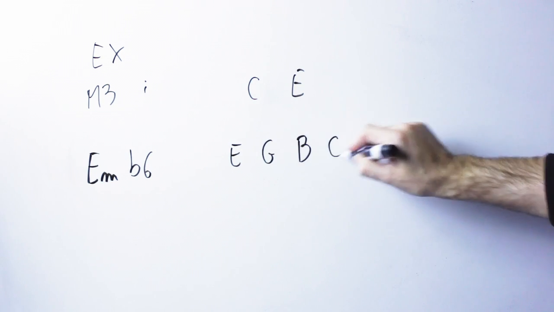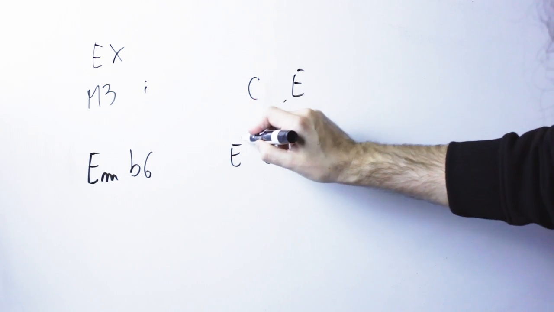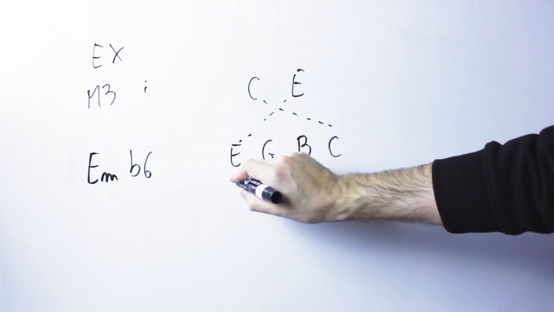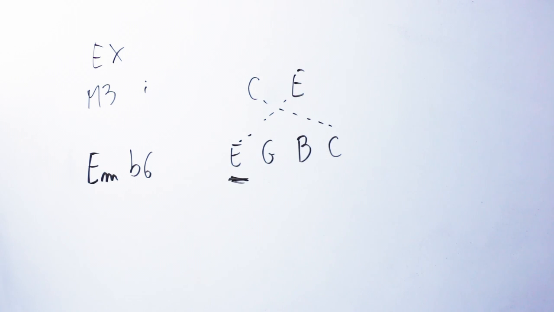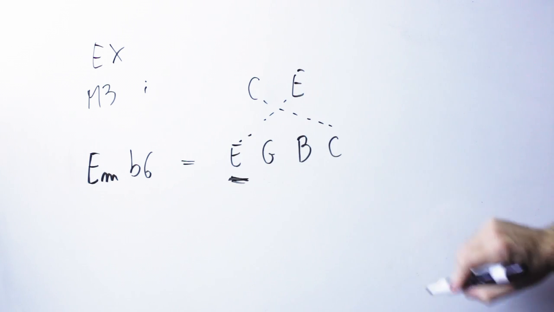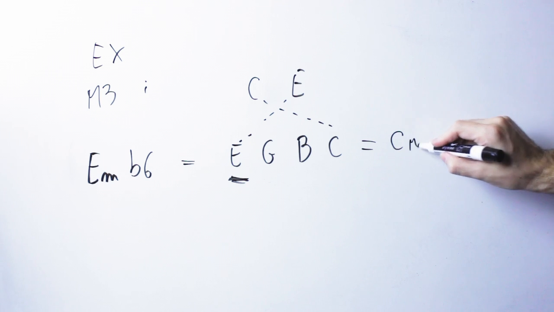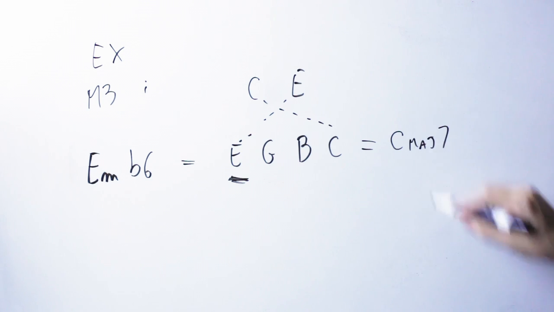The notes are gonna be E, G, B, and C. And the root of this chord is E. Well, yes, you could do that. You could also notice, incidentally, that this chord has exactly the same notes as a C major 7th chord, and the root of the C major 7 is definitely C, not E. So, still. But that's the other thing.